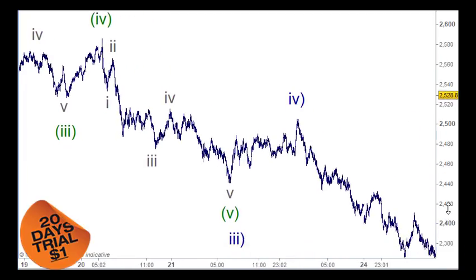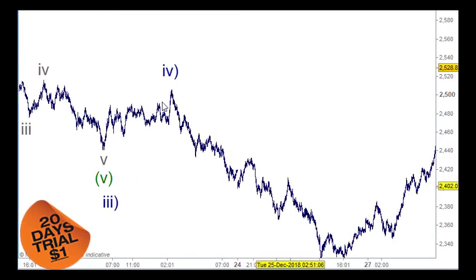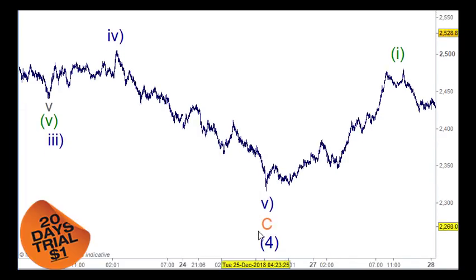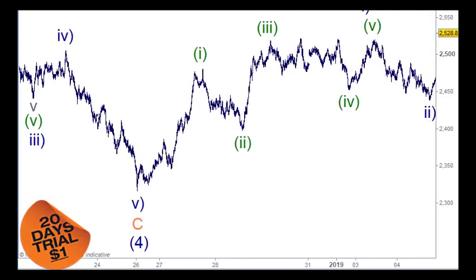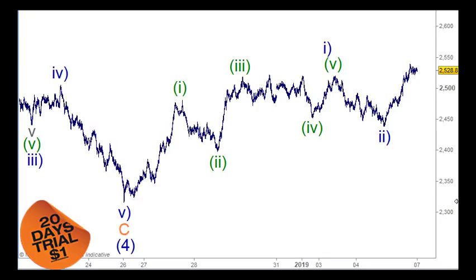So you can see that I've pulled it apart quite a bit here in trying to get this to work here. So then that brings us down to this fifth wave of the fourth here. So we can actually be in play here for a much more bullish move to the upside.